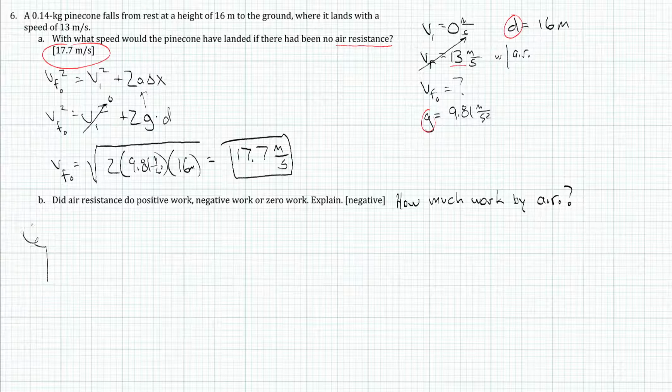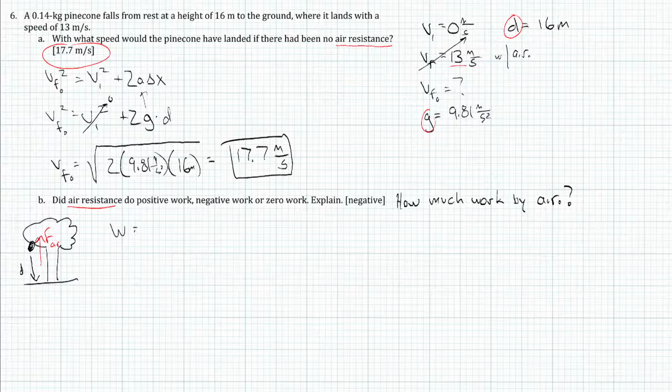After all, here's our tree, okay? And here's our pine cone in the tree right there, falling through that distance D. All right, and the question is, did it do positive work, negative work, or zero work? Well, remember, air resistance is very much like friction. In fact, it is a type of friction. And friction always acts against the direction of motion. So that's a force of air resistance right there. And so if our direction of motion is downwards, and yet our air resistance is upwards, what is the angle between those two? Well, that's 180 degrees, right?